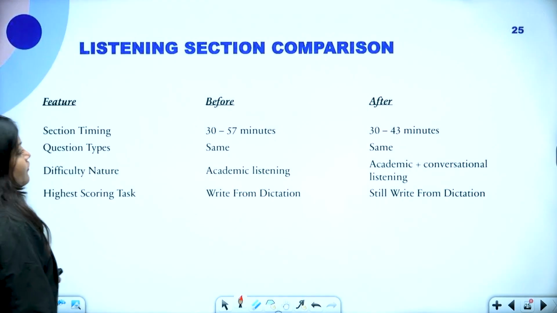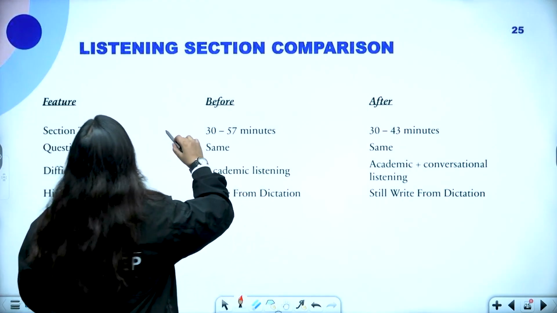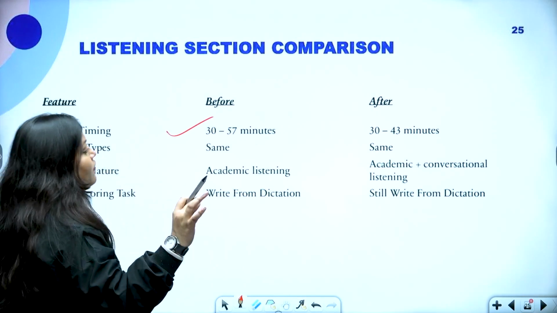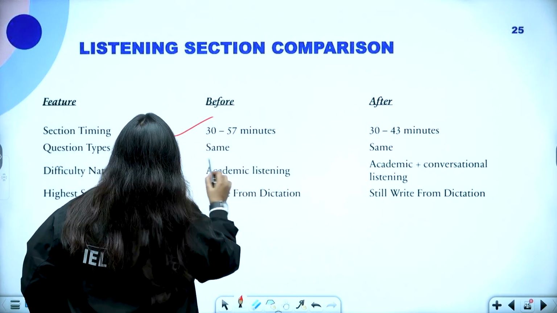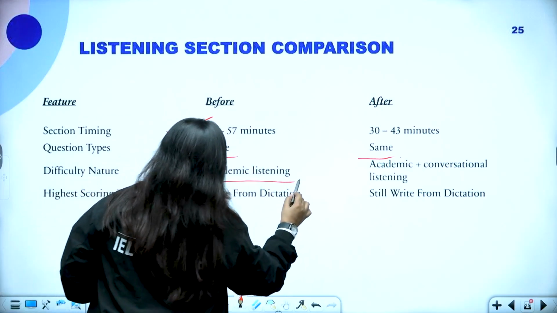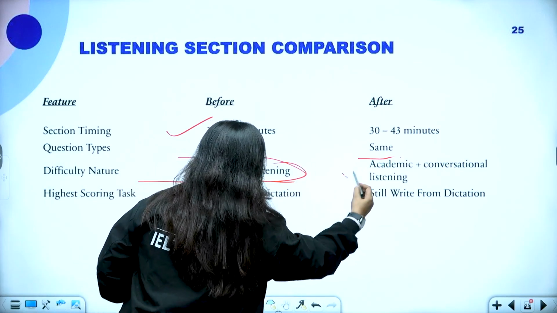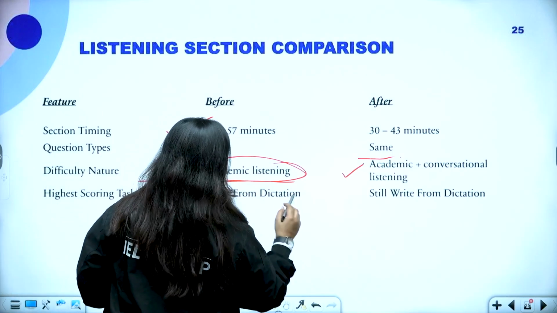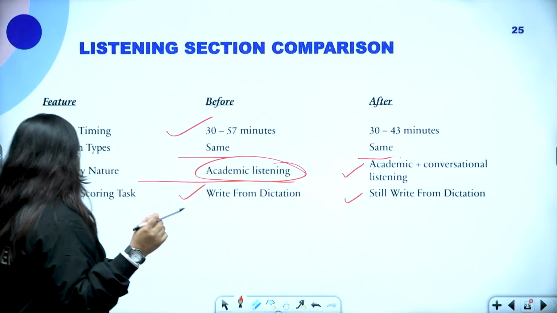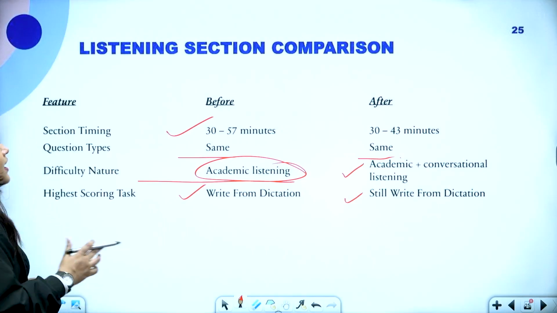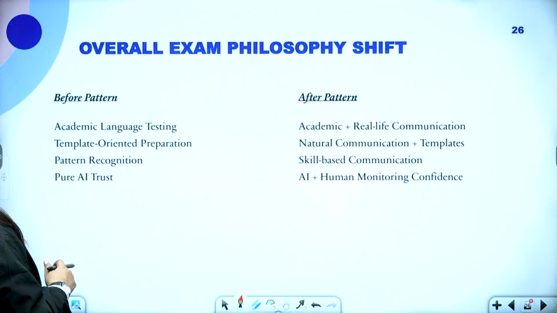Moving ahead, the earlier timing for the listening section was 30 to 57 minutes, and now we've got 30 to 43 minutes. The question types are the same. Difficulty nature was academic listening earlier, and now it is academic and conversational listening. Further, write from dictation is still the highest scoring task. Okay, so just take that into consideration.